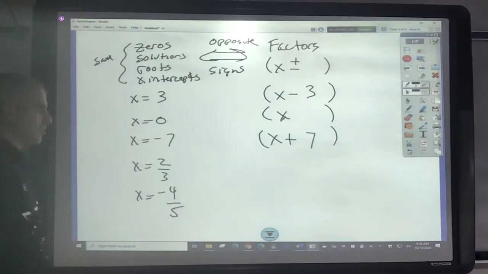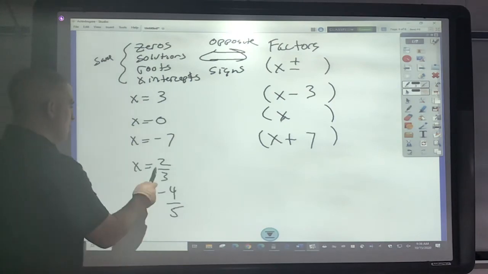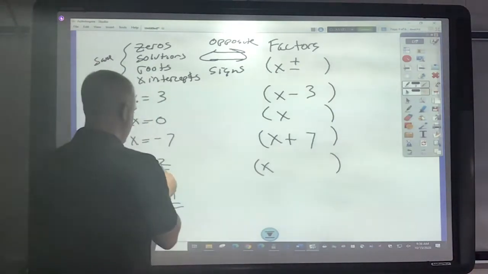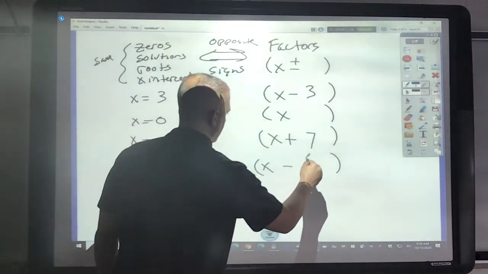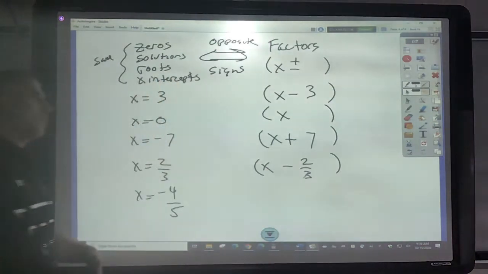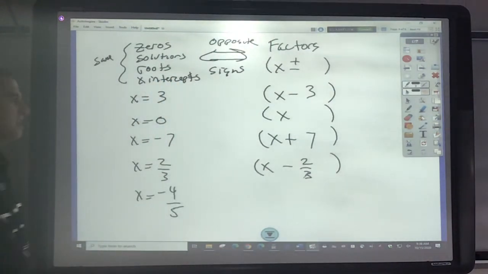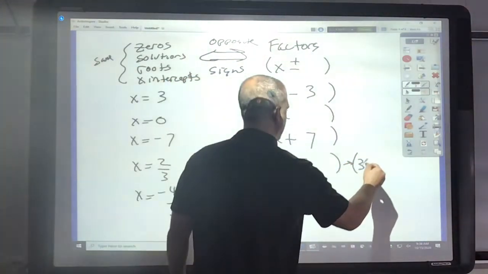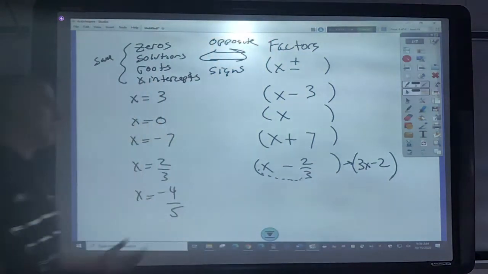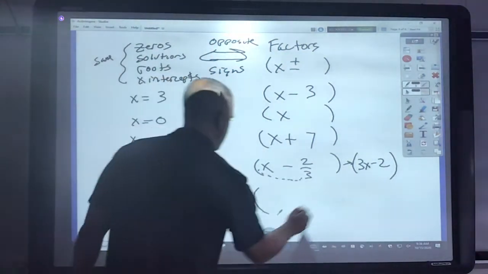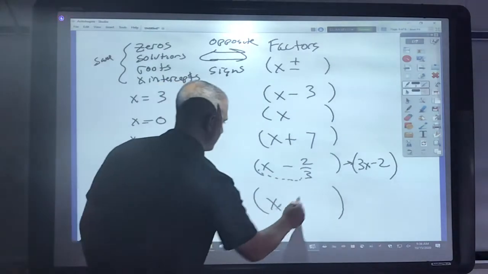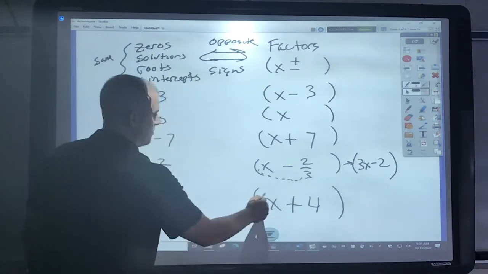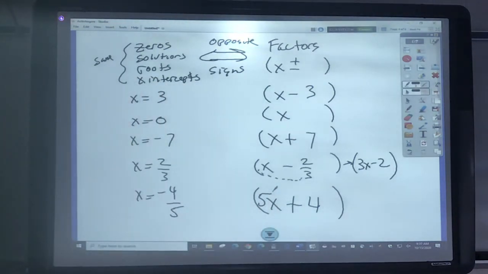Now, the fractions get a little tricky. They're not overly hard, but the idea is, this would be x, but this would be positive, so now it'd be negative. And normally I'd have negative 2/3. Now, we don't usually write the fractions like that. So here's what you do to change this. You just move this 3 right up in front of x. So as a factor, this would be 3x minus 2. Then this one would be x plus, that 4 would be here. The 5 would normally be there, but we're going to move that up, and that's going to be 5x plus 4.